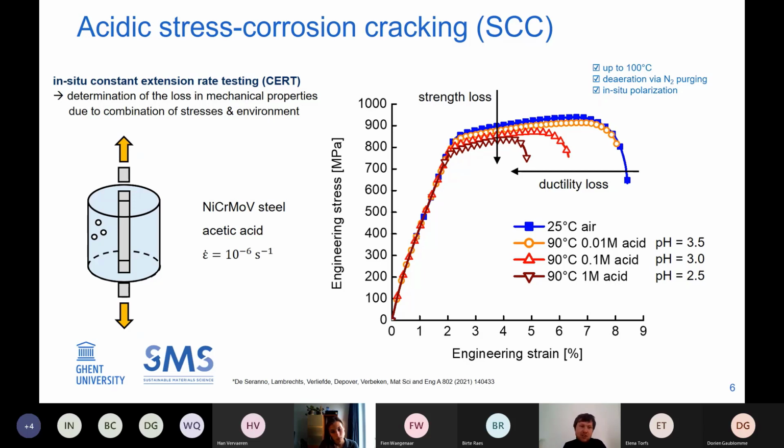In blue you can see the stress strain curve in air showing normal behavior. But when you then have this chamber with a specific environment, with this acetic acid present, you can see a drop in strength and a drop in ductility. If you increase the concentration of acetic acid, as you can see here going from 0.01 to 1 molar, you can see that you lose more ductility.